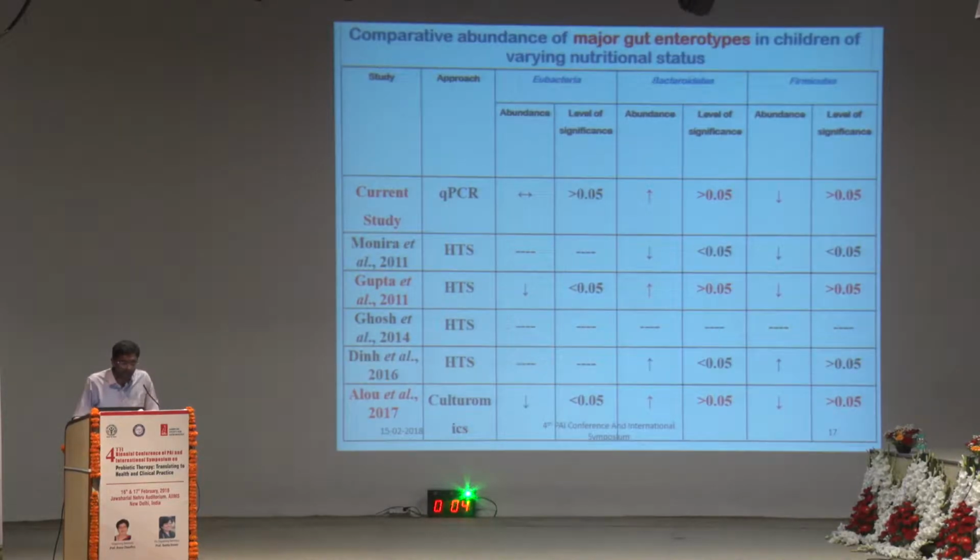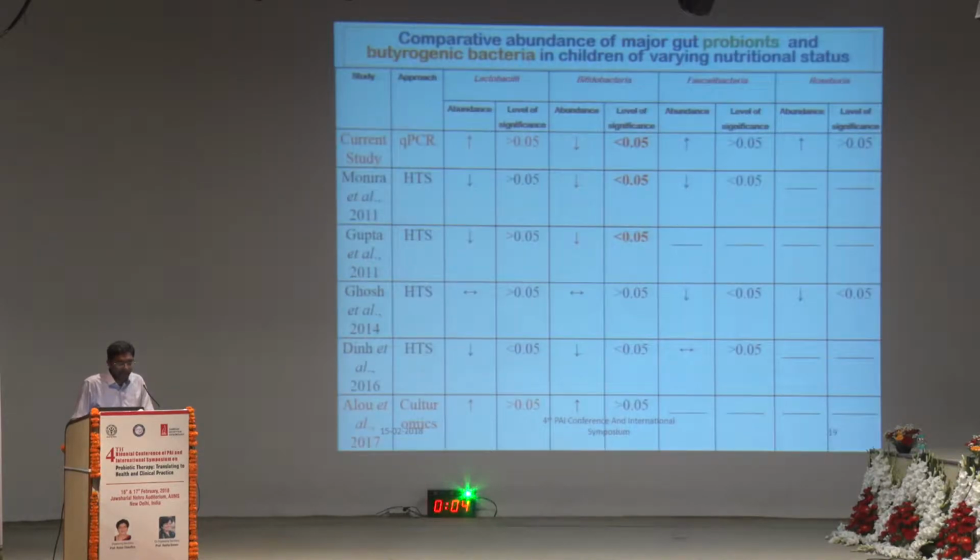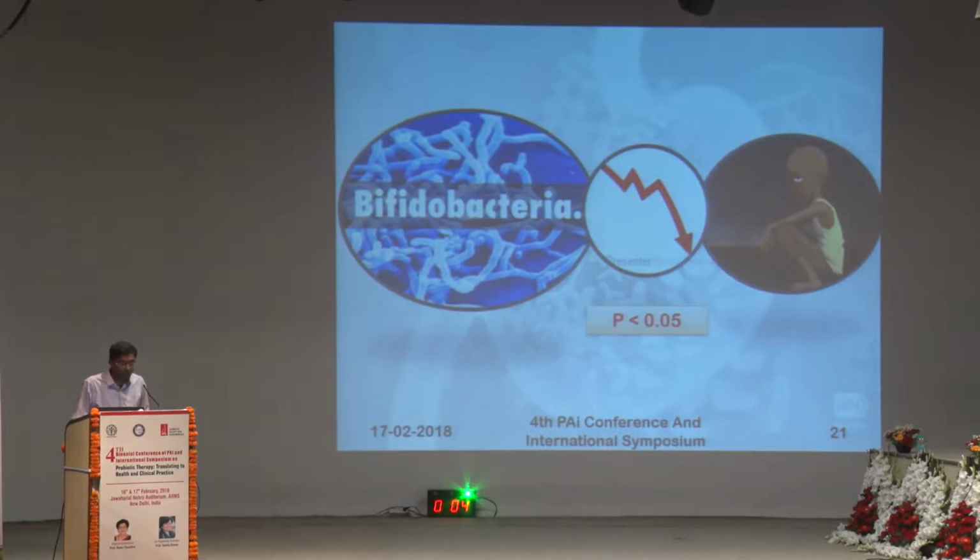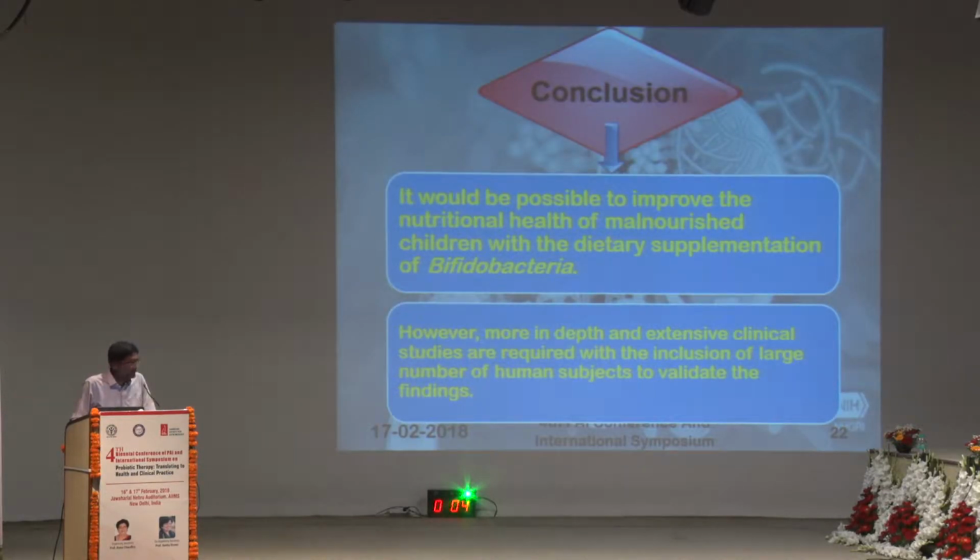Now, on comparing our study with those of the other workers who did a similar study with different approaches, we arrived at a summary that we could only find a significant decline in the numbers of bifidobacteria with a gradual decline in the nutritional status. So I would like to conclude my study by stating that it would be possible to improve the nutritional health of malnourished children with the dietary supplementation of bifidobacteria. However, I would emphasize that a more in-depth and extensive clinical study is required with the inclusion of a larger number of human subjects to validate these findings.